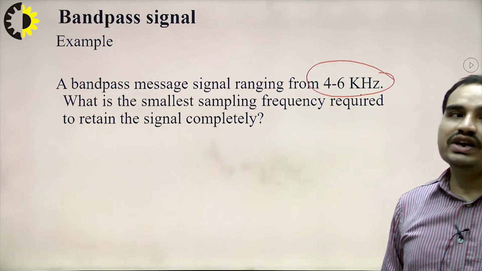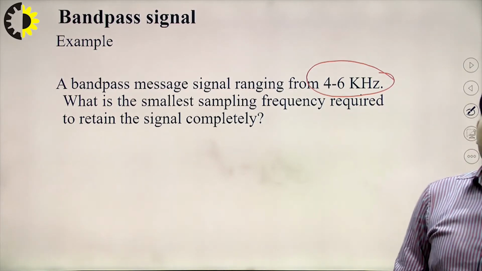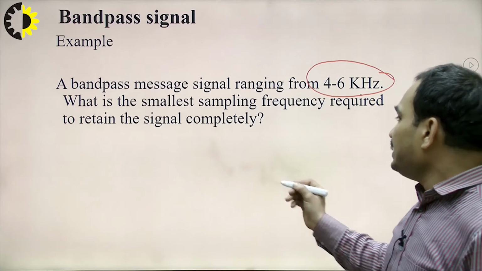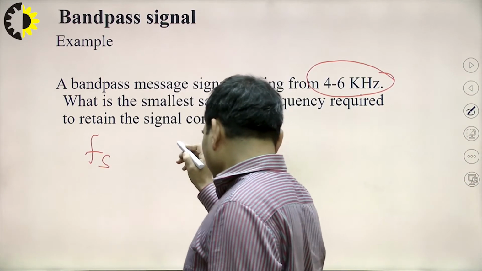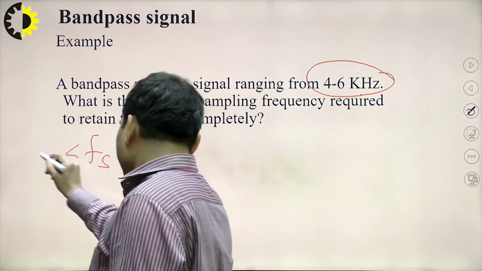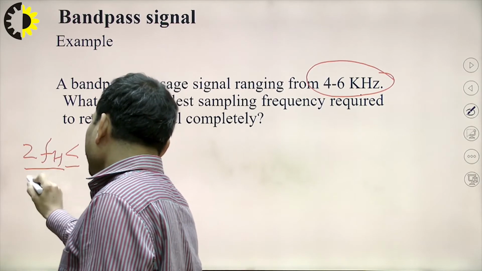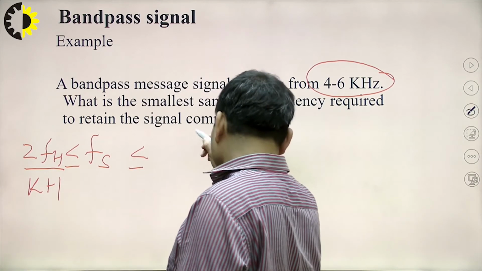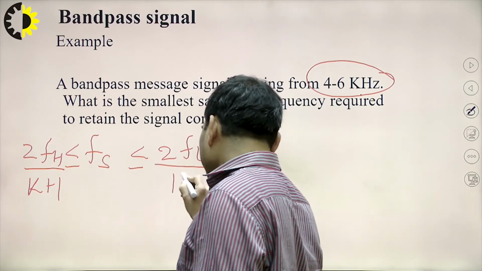Before that we have to understand what the criteria is for a band pass signal. For a band pass signal, the sampling frequency Fs should lie between twice FH divided by k plus 1, and it should be less than twice the lower frequency FL divided by k.